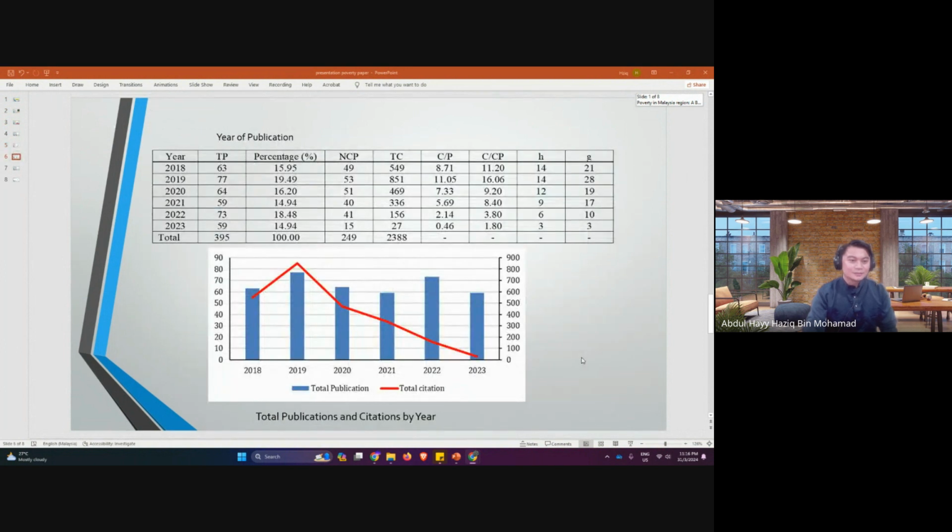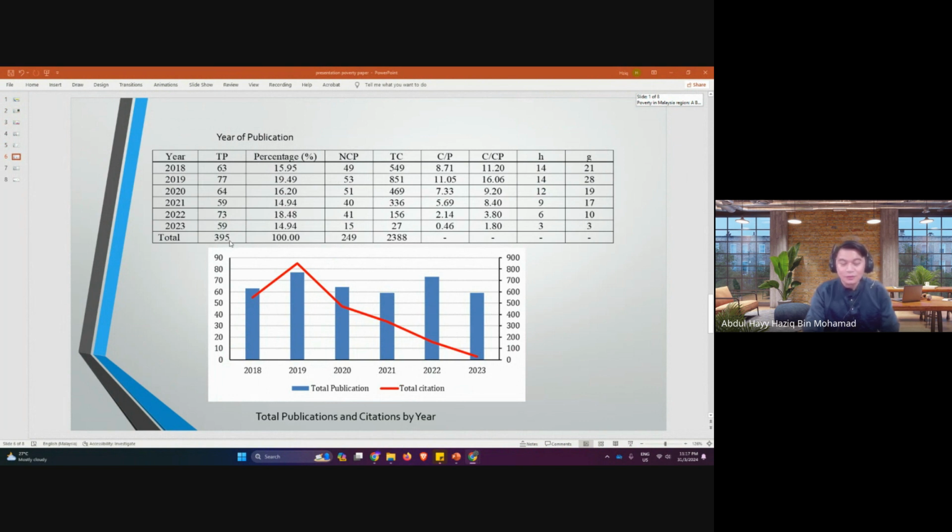Okay, next one is the year of publications. You can see there are 6 years here, and in terms of total publication, it's not in an increasing pattern. However, it's quite okay. In 2018 we have 63 publications, and then it increases in 2019 to 77. However, there are decreasing trends in 2020 and 2021, and then increasing again in 2022, again 73 total publications. However, it decreases again in 2023.